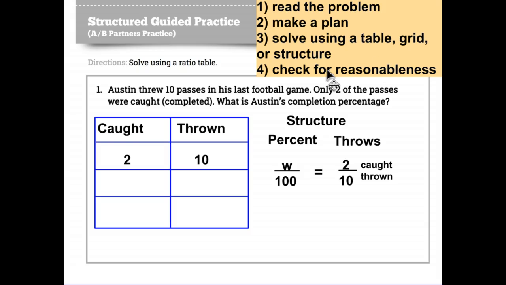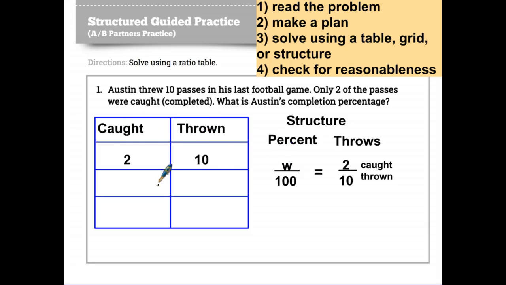Structured guided practice. Solve using a ratio table. In your structured guided practice, you already have the table here. I want you to add your structure. So take 30 seconds and add this to your problem. So you've got the table and you've got the structure. Okay? Add that now. Okay, so you should have your structure added.